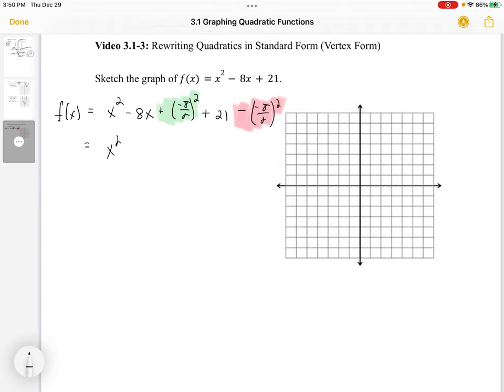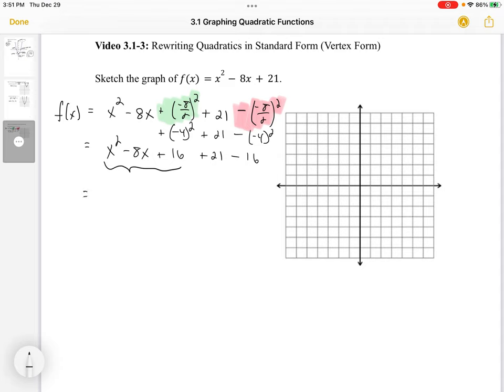So now let's just simplify things a little bit here. So negative 8 divided by 2 is negative 4 squared. So this is really the same thing as saying plus negative 4 squared. And this is negative 4 squared. So I have just added 16 to the right side of the equation, and then I have subtracted 16 from the right side of the equation. Notice I didn't combine anything, okay? I have everything written out.